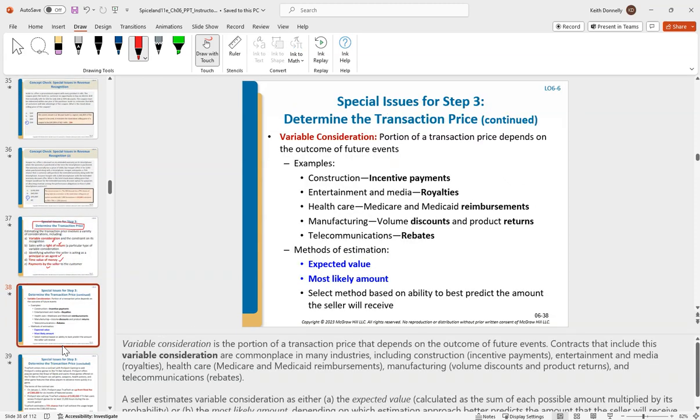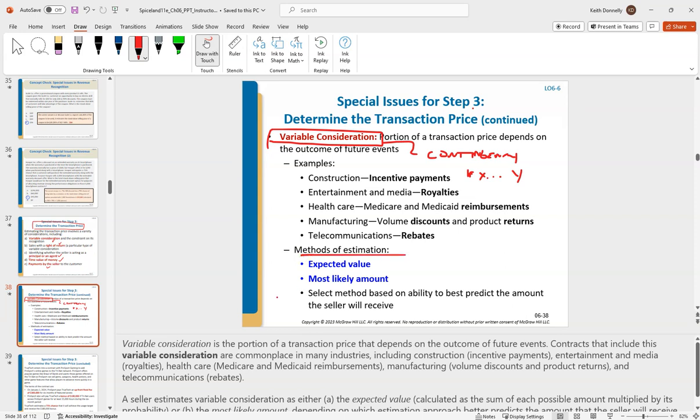All right, so let's unpack these one by one, starting with variable consideration. We're looking at step 3, the transaction price. This is basically a contingency: if X happens, then Y revenue will occur. How do you account for it? We're going to look at an example here. Hey, we'll give you $300 up front, and if certain criteria are satisfied in 6 months, we'll pay you $180 more. When there's that contingency in play, how do you account for the revenue?